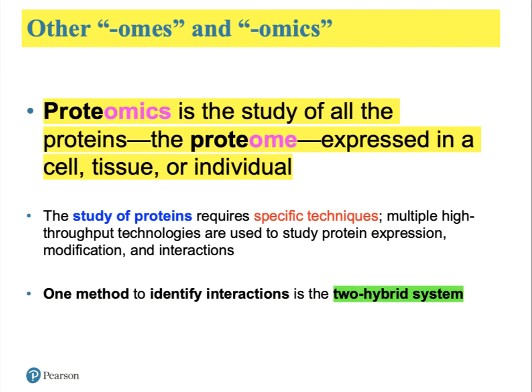It appears that scientists have gone crazy with the use of the word omics or ohms. As illustrated here, proteomics is the study of all the proteins expressed in a cell, tissue, or individual. This would then represent the proteome of that cell, tissue, or individual. Special techniques have had to be devised in order to study the interaction of proteins with the DNA or amongst the proteins themselves. One ingenious method to identify protein interactions is the two-hybrid system.